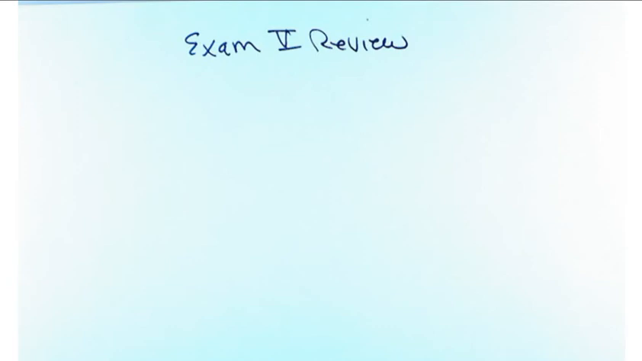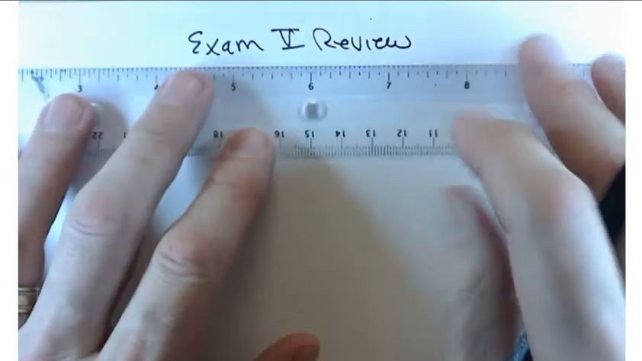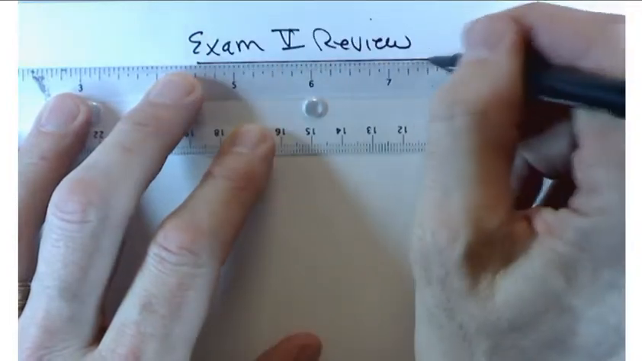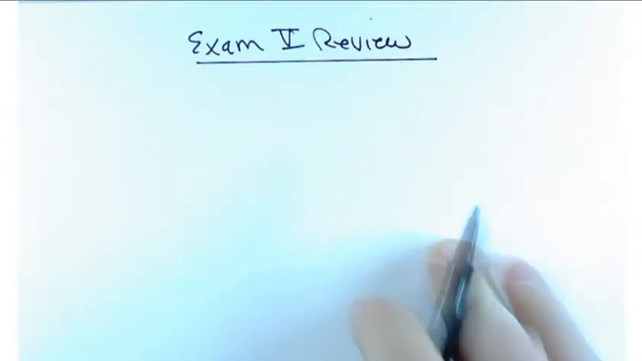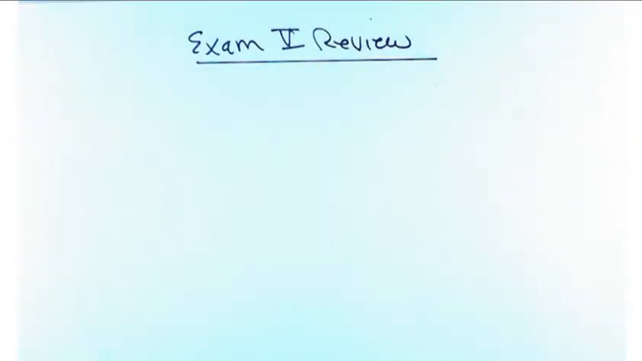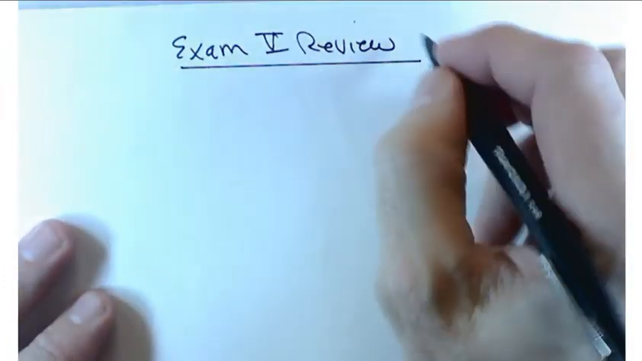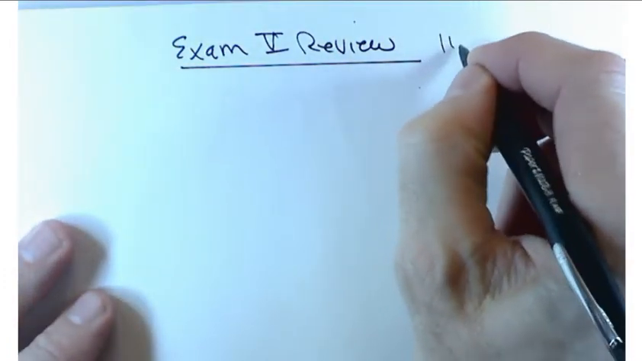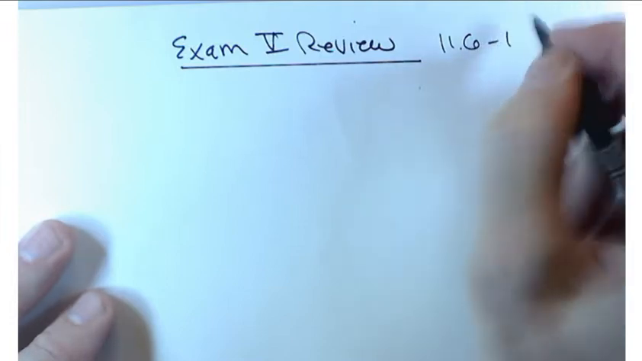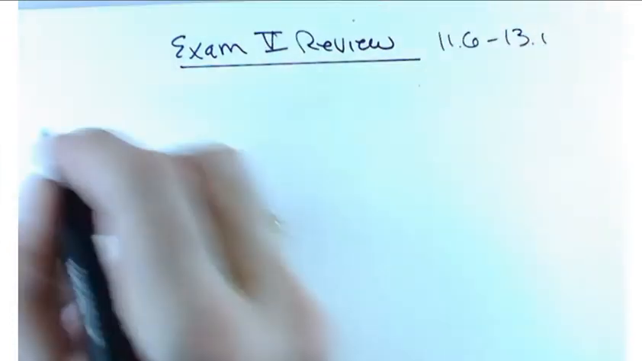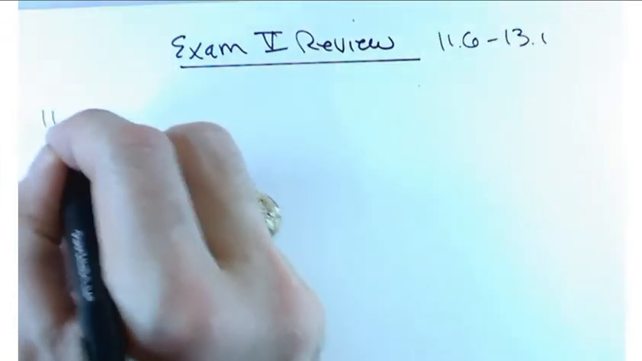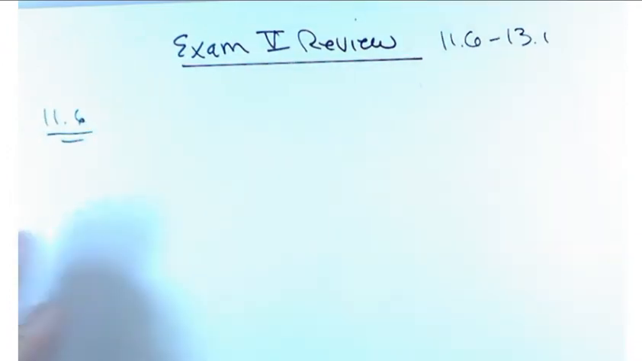All right, exam 5 starts with section 11.6 and goes all the way up to section 13.1. We're not covering parabolas in section 13.1, but the rest of 13.1, the stuff with circles, is on it. So 11.6 to 13.1. Let's discuss a few things in each section that I kind of expect from you.